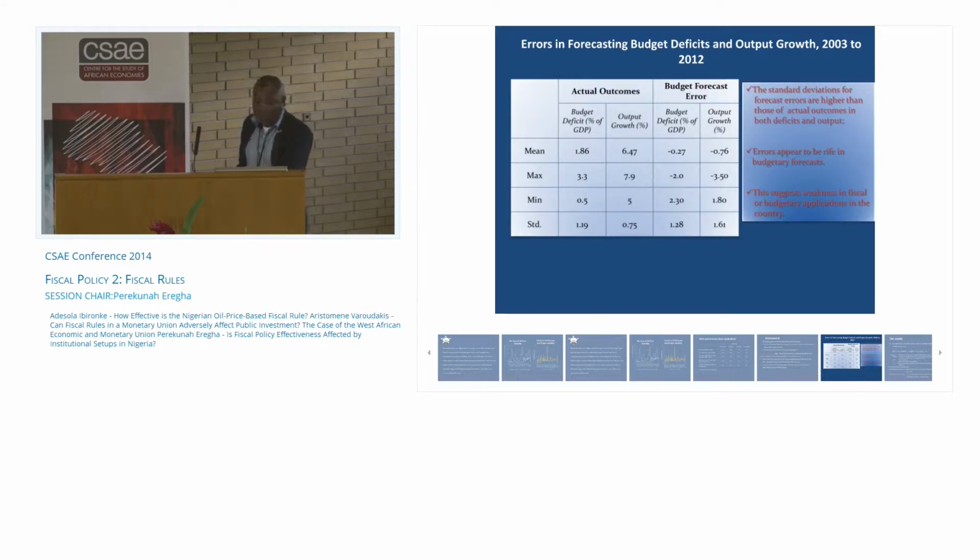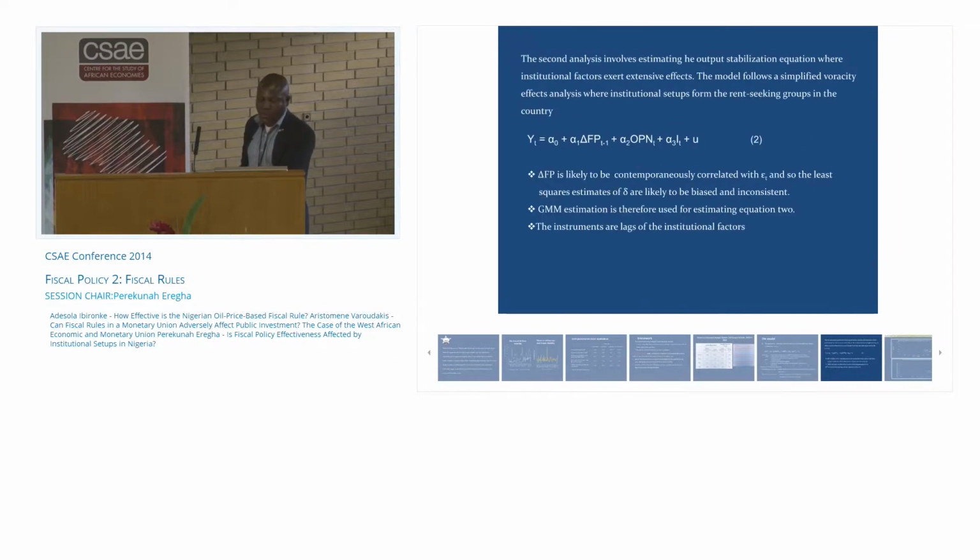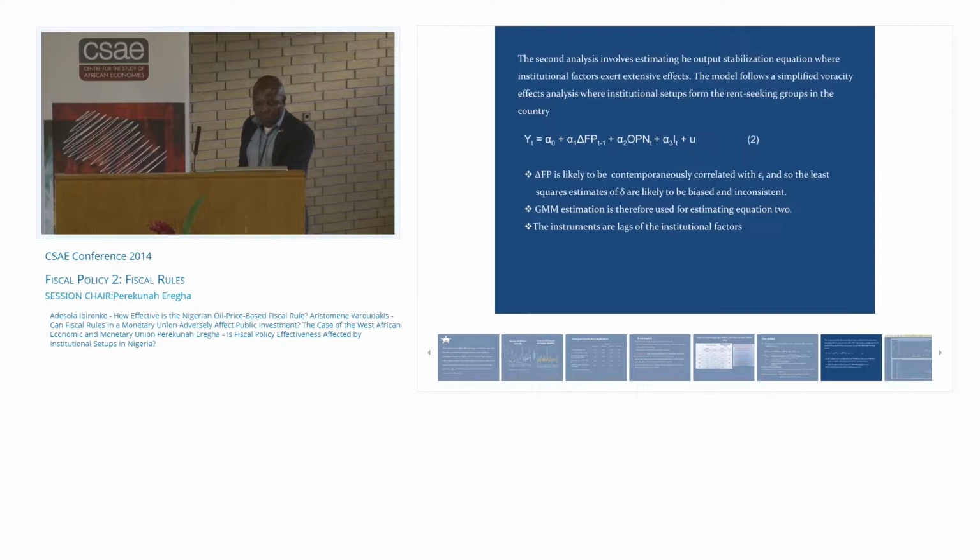So it started with a model, and that model comes from the Alesina and Tabellini model. The dependent variable in that model has to do with fiscal policy, measured as the fiscal balance to GDP ratio, as a function of output gap, openness, a measure of institutional quality in Nigeria, and then a one-period lag of fiscal policy. Another model was also estimated to look at the effect of fiscal policy on output gap.